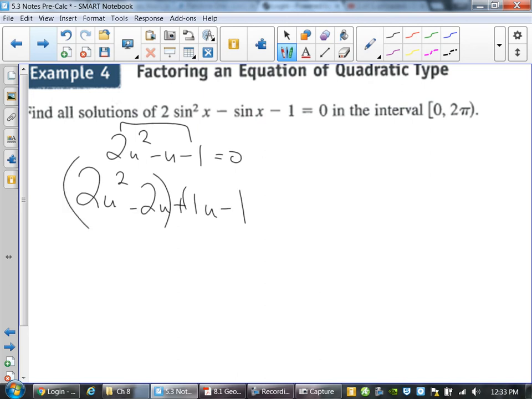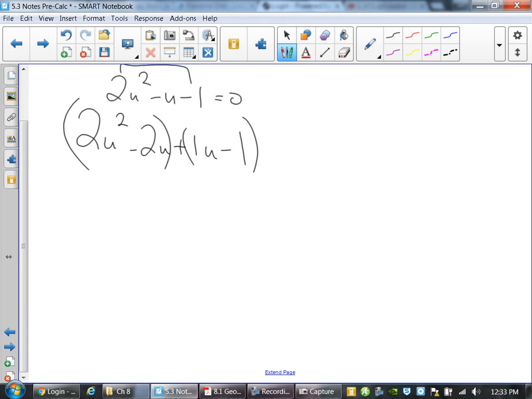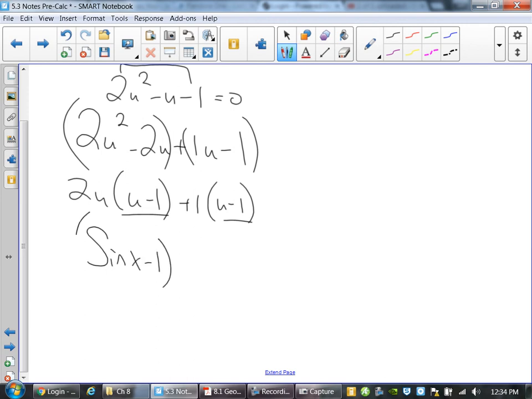And you factor it by grouping. What do they have in common in the first set? 2u. Next one, what do they have? 1. Are these the same? Good sign that you're doing something right. Those two are the same. Write it down. But when I go to write this down now and save myself another step, what did u stand for? Sine of x. So you have to put it back in.